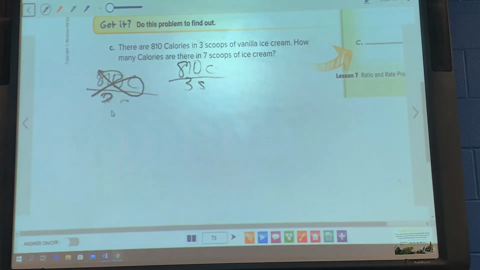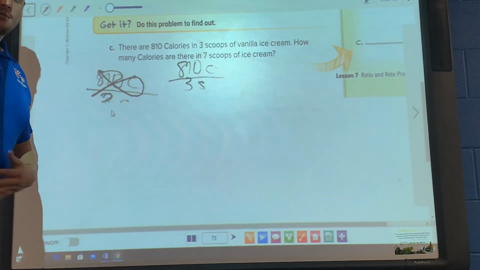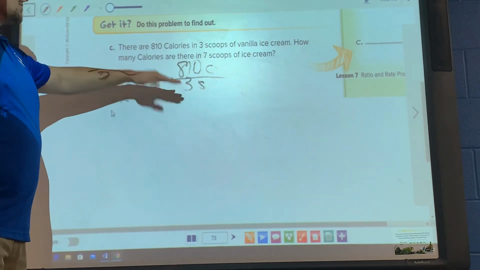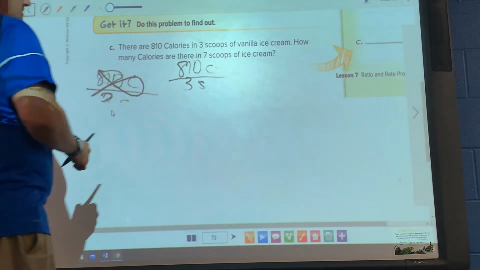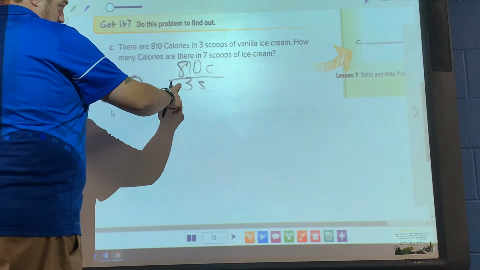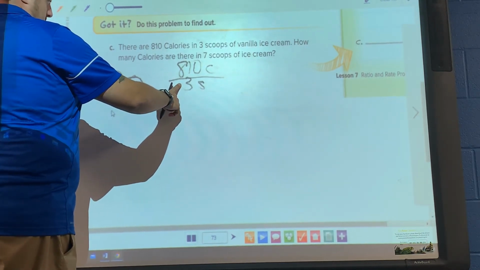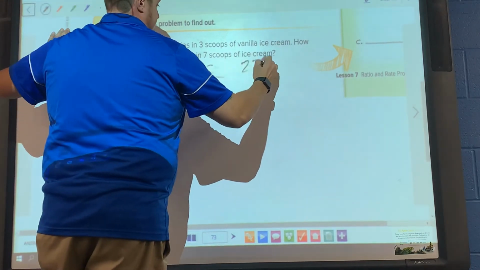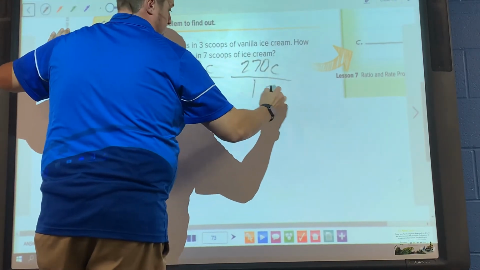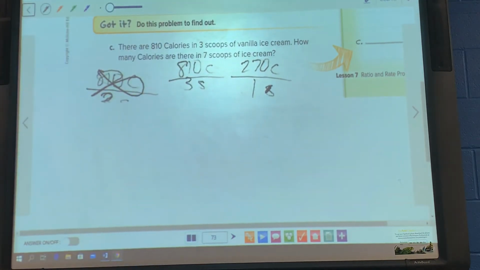Okay, so we have 810 calories and 3 scoops. That's not a unit rate. Remember, unit rate has to have 1 on the bottom. So we're going to divide this out. All right. So when we divide this out, we get 270 calories per scoop. Okay, so 270 calories per scoop.